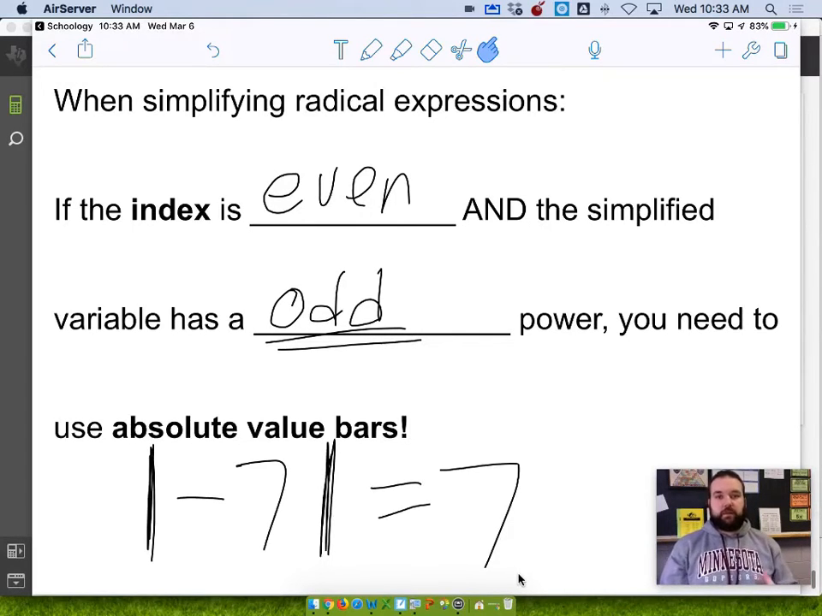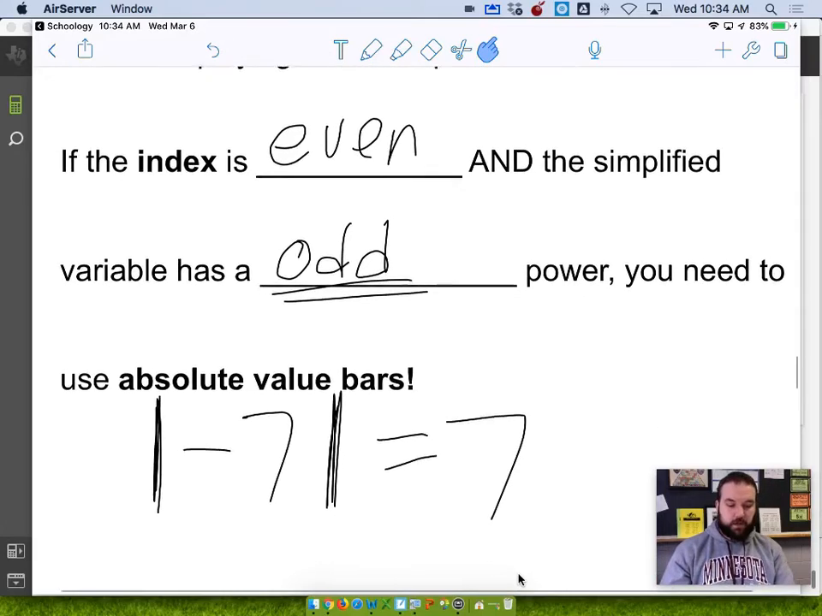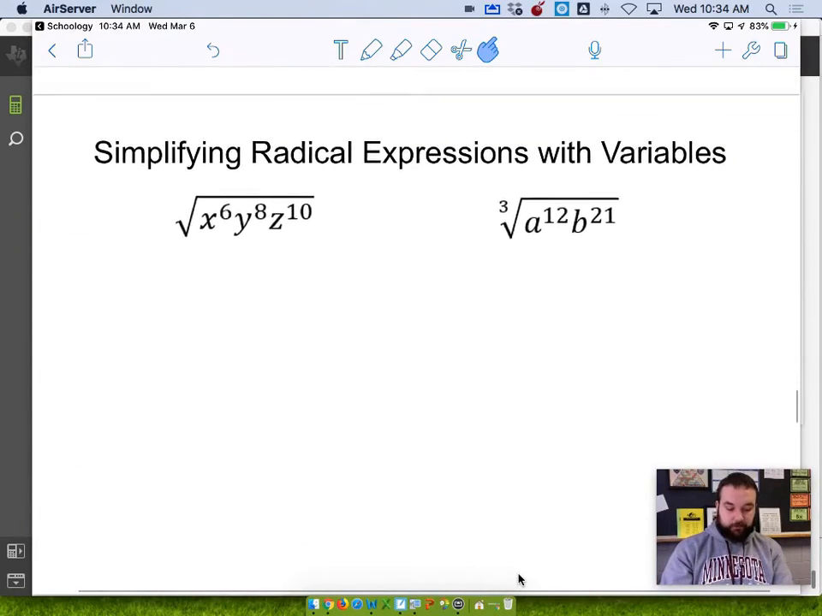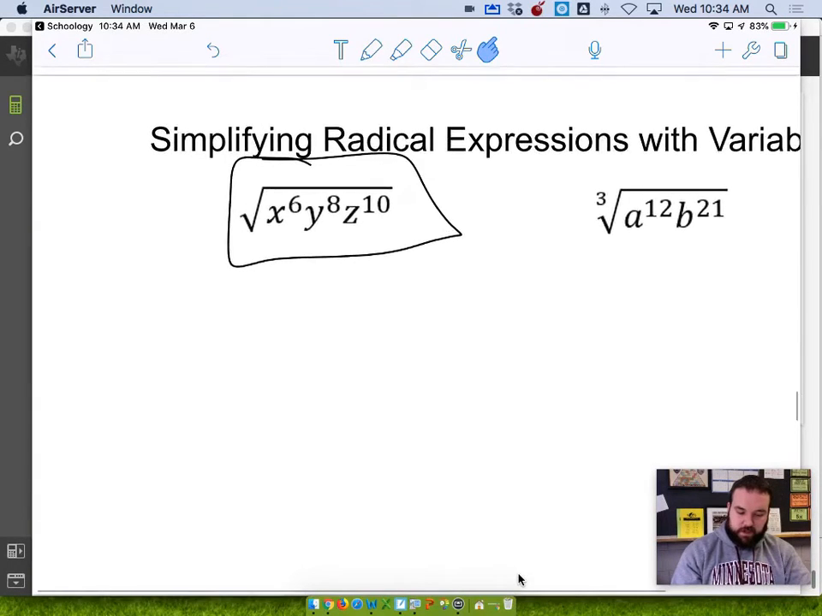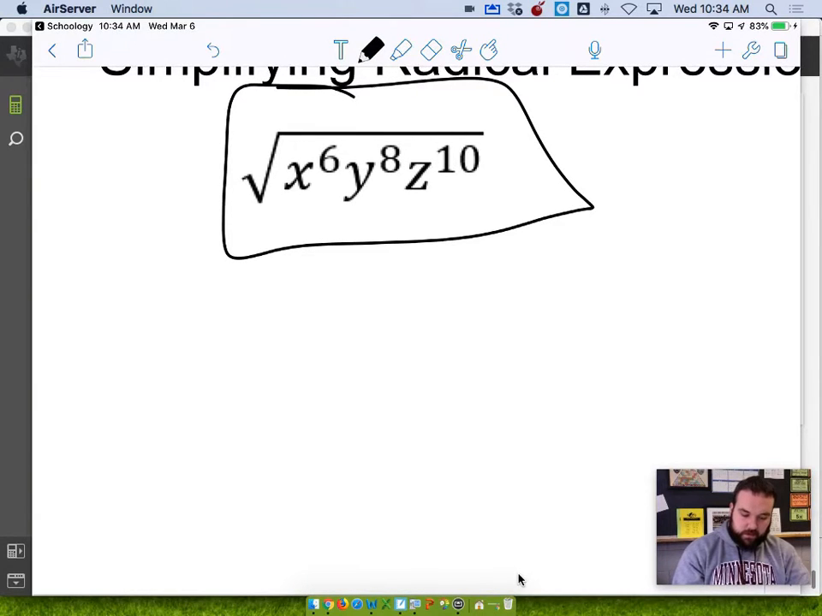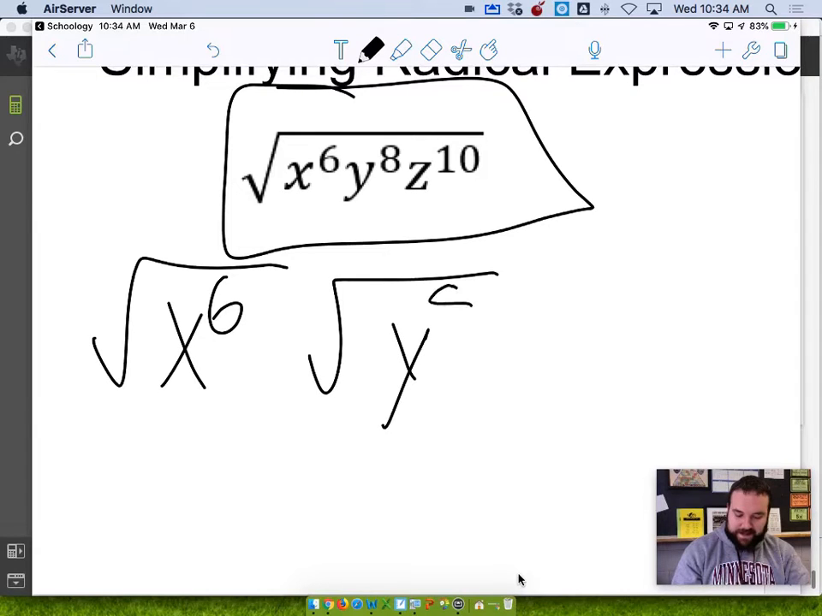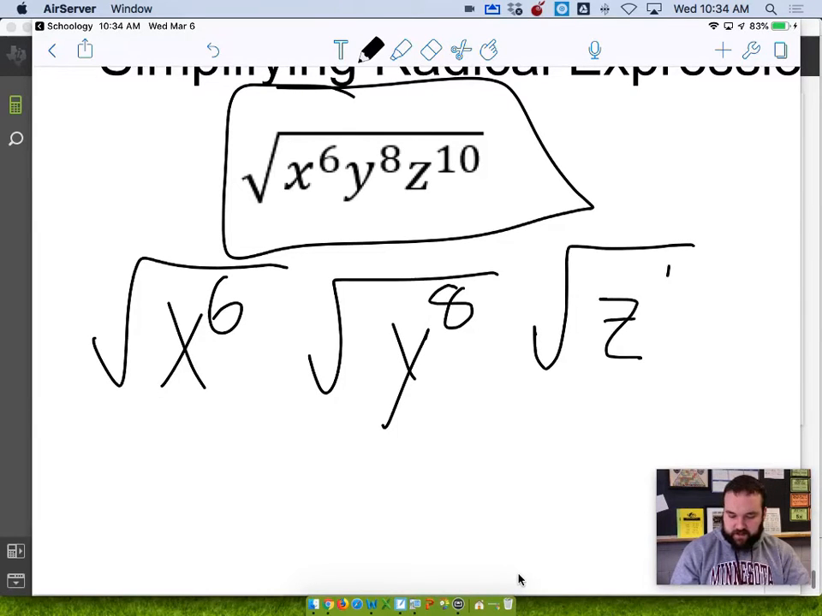That's kind of the big thing for this lesson, and it's kind of a weird concept as to why we do that. I'm going to try and explain it, and if this is something we have to talk about tomorrow, then that's fine. Okay, so if I want to simplify an expression that contains variables, this square root symbol we can see is applying to 3 different variables. I have the square root of x to the 6th power, the square root of y to the 8th, and the square root of z to the 10th. I'm just going to take each of those square roots individually, and then we'll put it all together at the end.